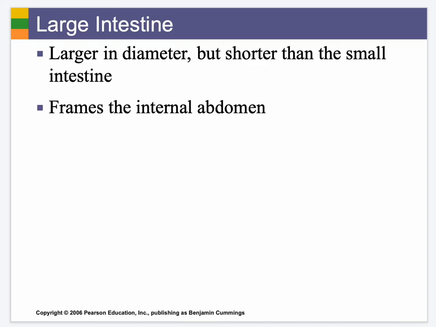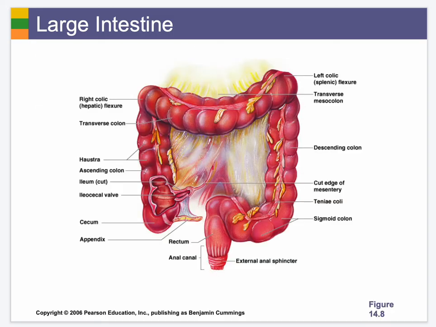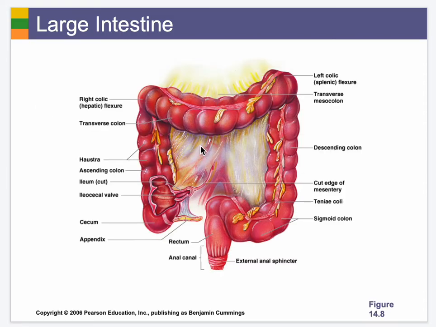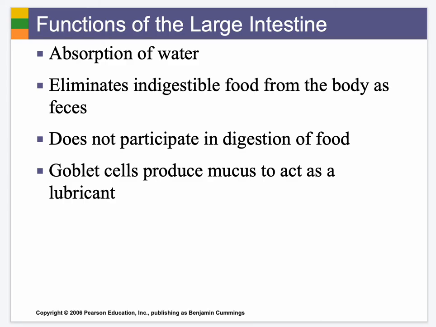Next, doon na tayo sa large intestine. So, eto yung large intestine mo. So, yung sa large intestine, it's larger in diameter. Pero, no, mas malaki sila, larger in diameter sila. Pero, they are shorter than your small intestine. No? Tapos, nag-frame siya ng internal abdomen mo. Kasi tingnan mo, di ba? Maganda yung pagkakaayos niya. Hindi katulad nung small intestine na parang nakagutay-gutay fold siya, whatever, dyan sa gitna. So, anong function ng large intestine mo?